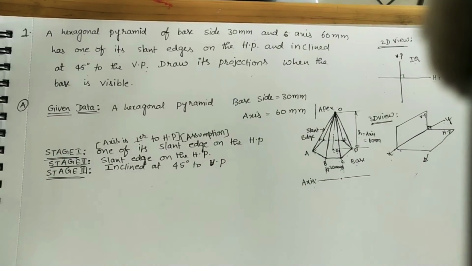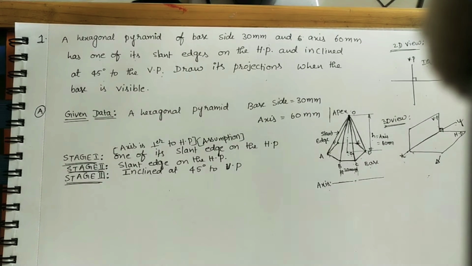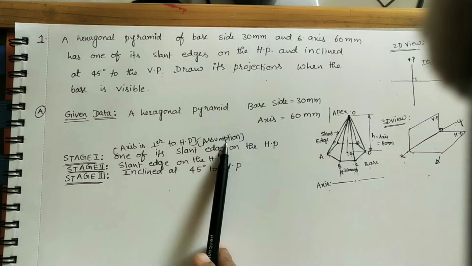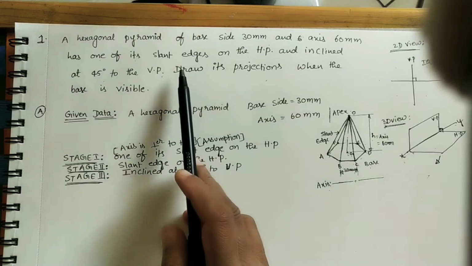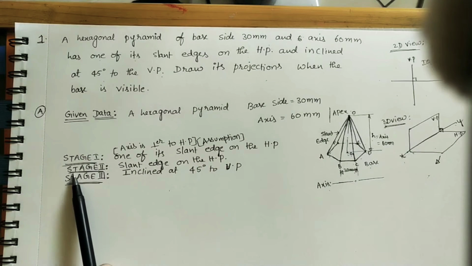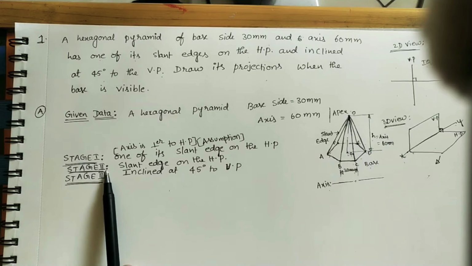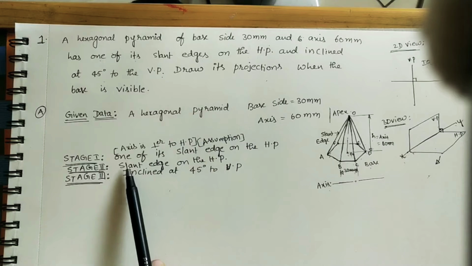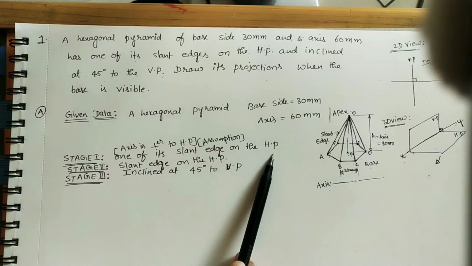Take the first condition. In the first stage I did the assumption. In the second and third, whatever data is given, I have written. I took the second condition: one of its slant edges on the HP. So I have written the same thing in stage 2: one of the slant edges on the HP.